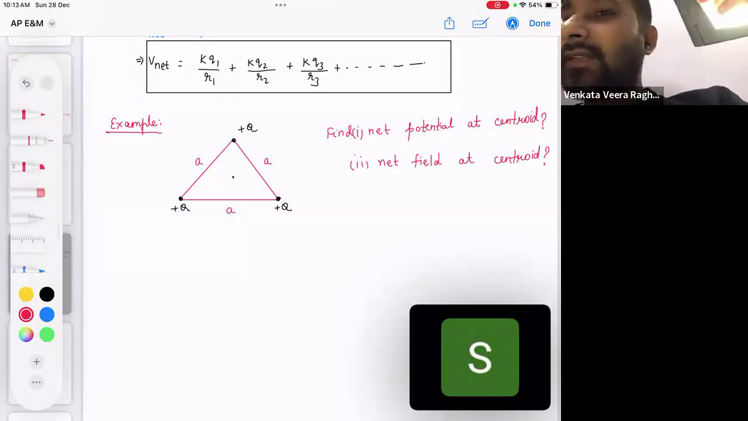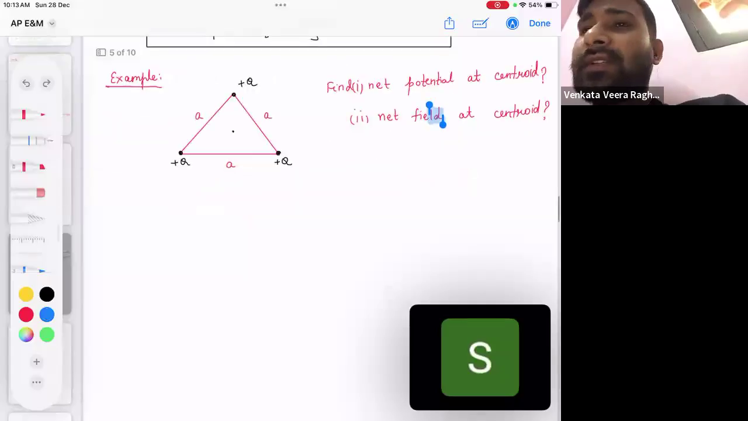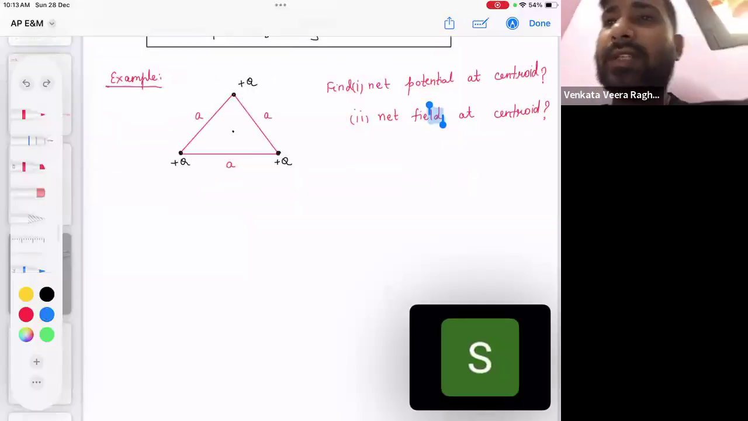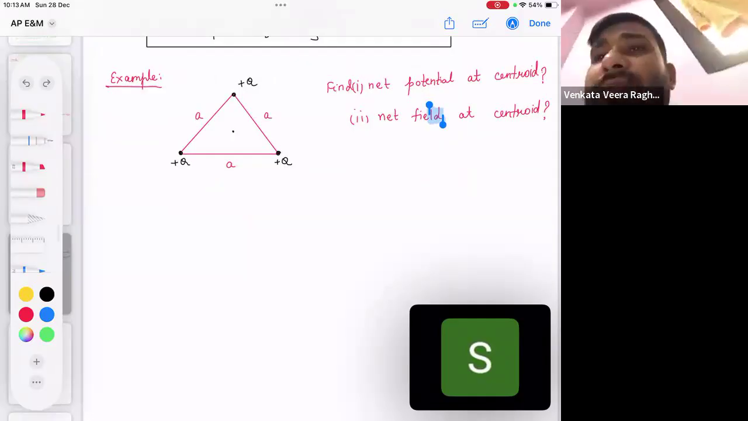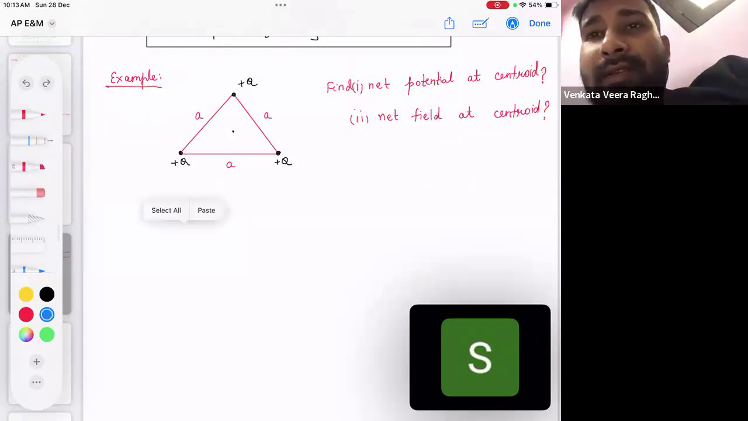So what is the net field that will come at the center? So what will the net field answer be? 0. Understood? Why is the net field 0? Because the vectors are at 120 degrees, 120 degrees, 120 degrees, right? All three vectors will be at 120 degrees, right? So in this question, can we say the net field is 0?